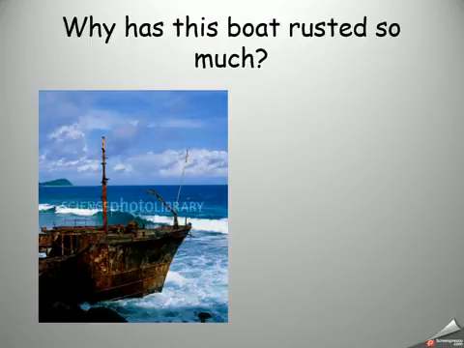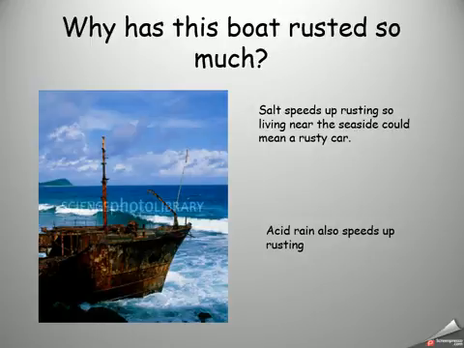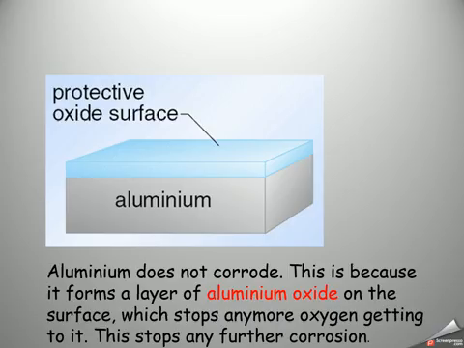And it's rusting really quickly because of all the salt from the seawater. Okay, so salt speeds up rusting, but acid rain also speeds it up. So in the city, there's a bit of a double whammy, isn't it? Yeah. Now, the thing you need to know about aluminium is that aluminium does not corrode.